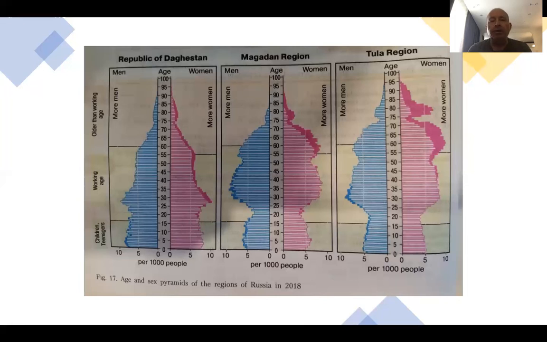Anyway, there is more information about these population pyramids in the slides or the PowerPoints on the e-journal. So if you want to find more information about these locations, you can look at that information.